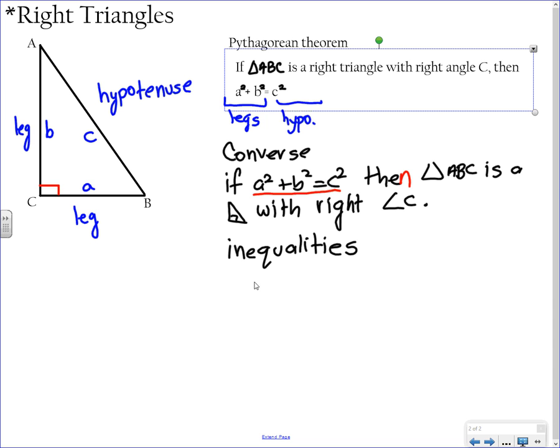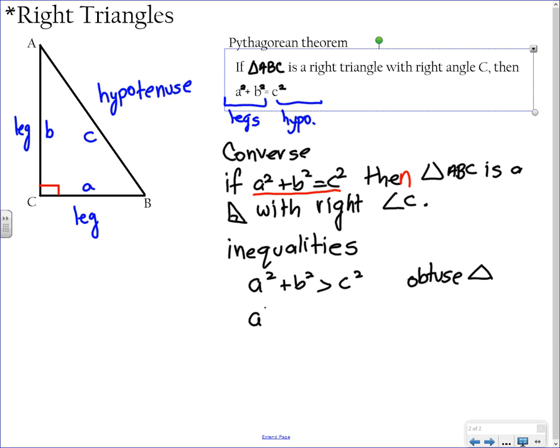So here's the way to do it. If you have a squared plus b squared and c squared, and this is smaller, if the hypotenuse is smaller, then the angle will be an obtuse angle. So it's not a right angle, but it's an obtuse angle. Obtuse triangle. What that means is one of the angles is smaller than 90 degrees. Actually, all of them.